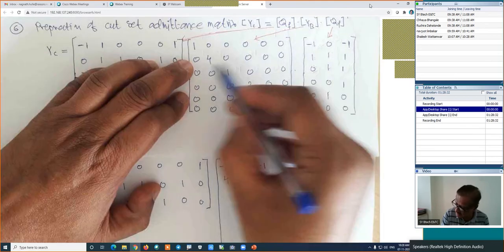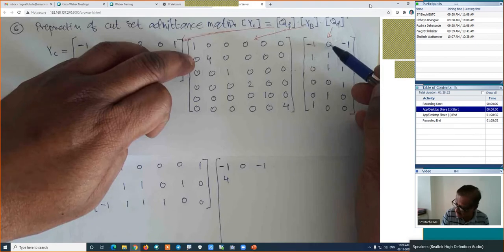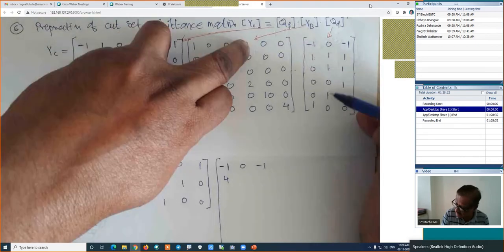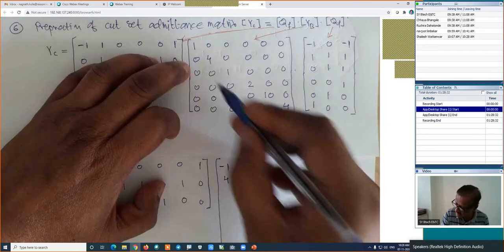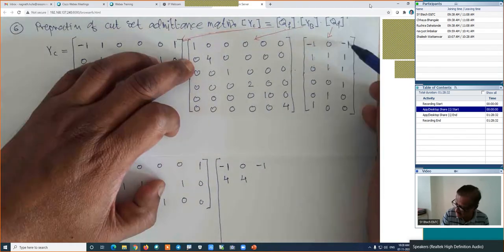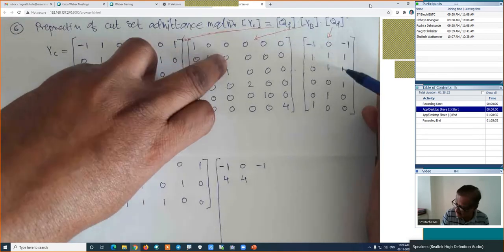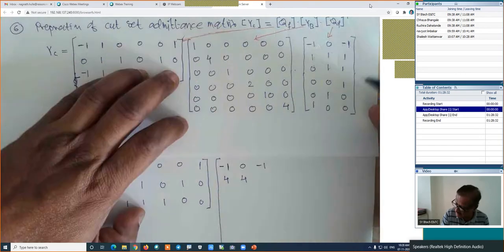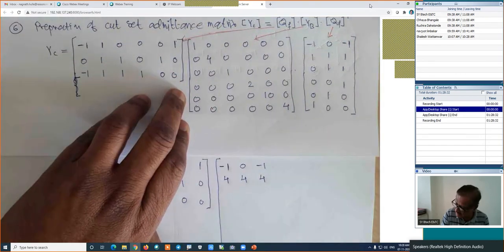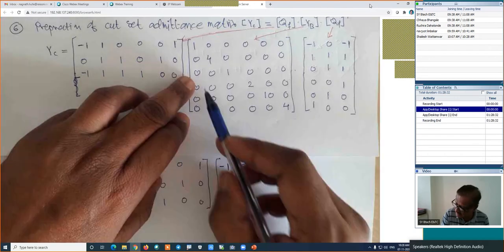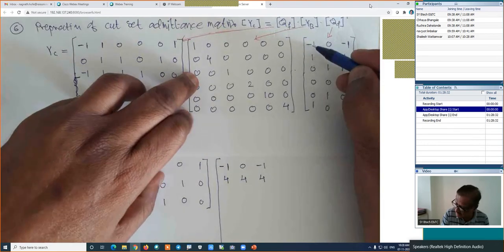The next, this row and this column, its value will be: this is 0, this is plus 4, 0, 0, 0, 0 and so on. This value is again plus 4. What is the next? This row and this column. The 0 into this one will be 0, then 4 into 1 will be 4, plus 0 plus 0 plus 0 plus 0. This again, its value will be 4. Is it right?